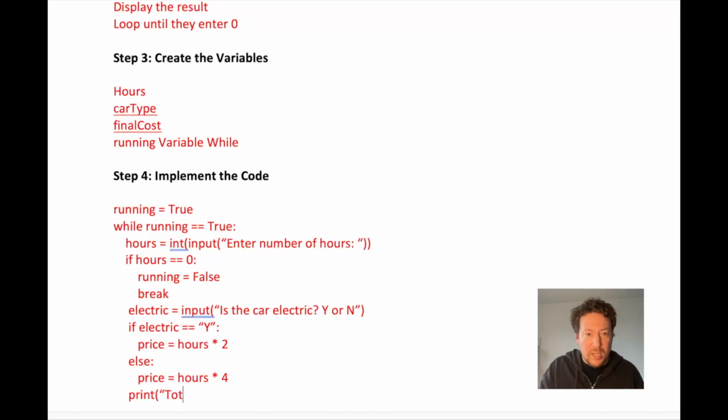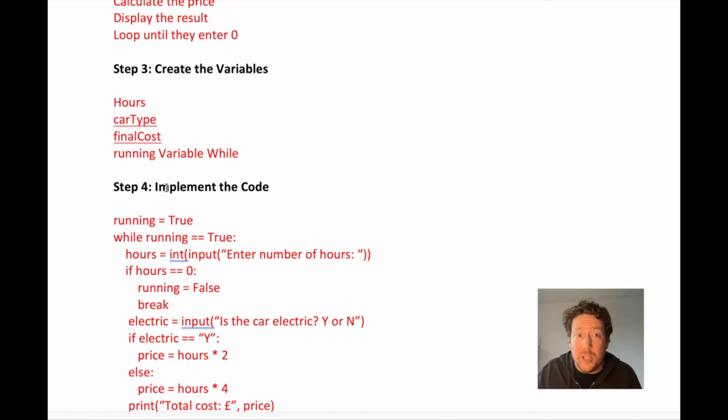I'm just going to say total cost. I'm going to put the pound symbol in just to make it a bit neater, and I'm going to output that price variable that I've got here. Now what I like to do is just double check that I've implemented everything. It's always a good idea just to go back and reread the code.